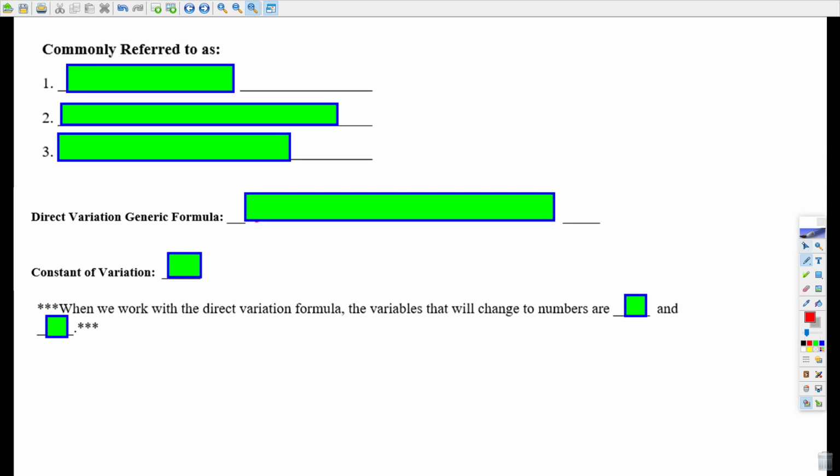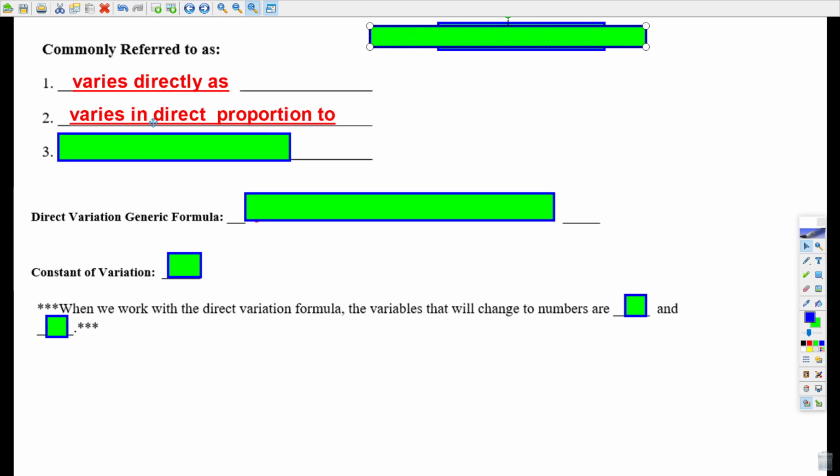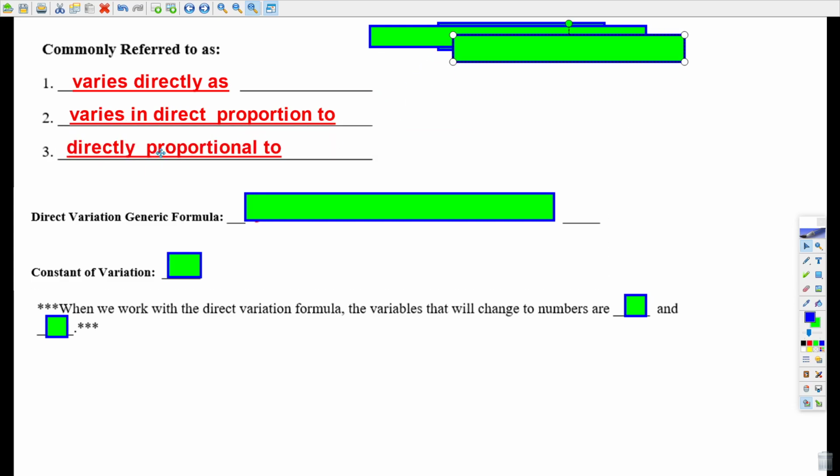Some other ways this can be referred to: one is they could say this varies directly as. When you read this in the directions, you should know, okay, I'm doing direct variation. Another common one is varies in direct proportion to. Or the last one, if they just say the words directly proportional to. In all cases, you see the word direct, in some way or another. That should lead you to think about it being direct, which means they're both increasing or both decreasing.